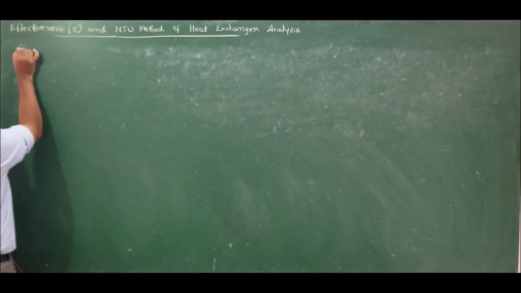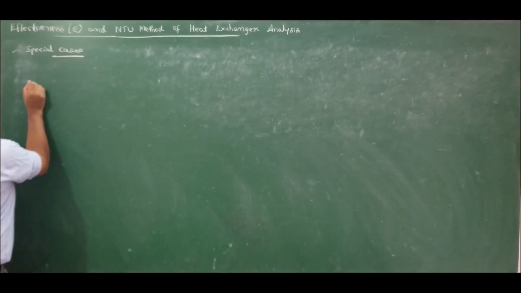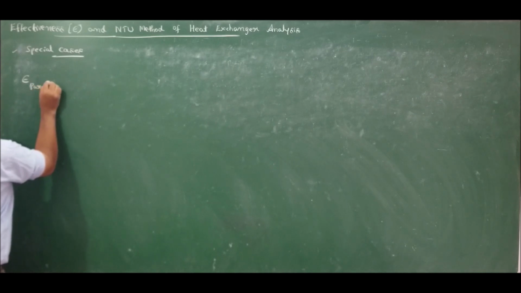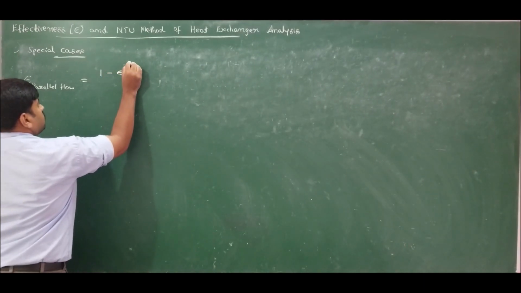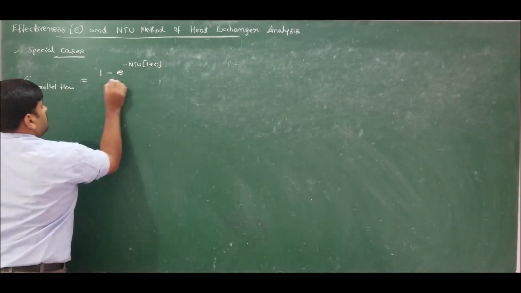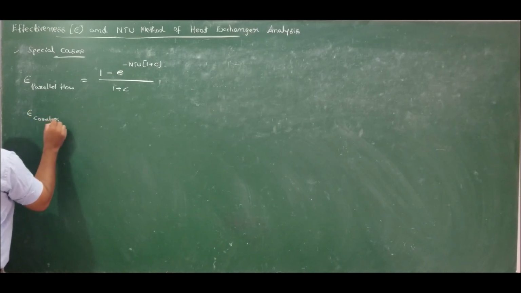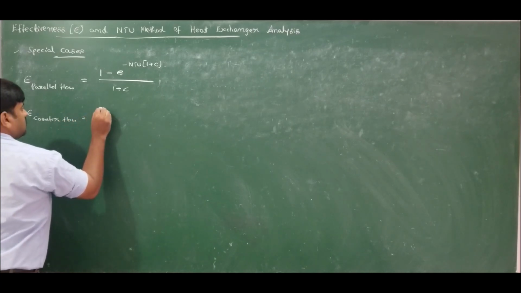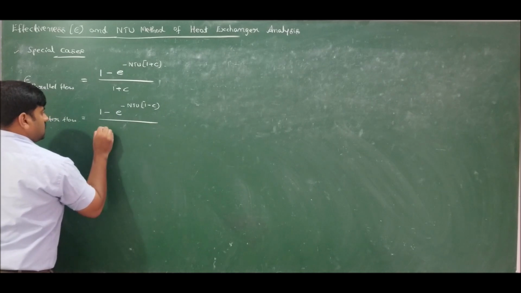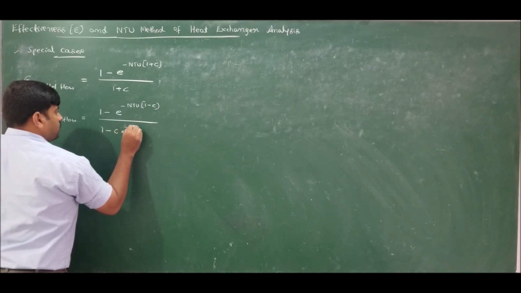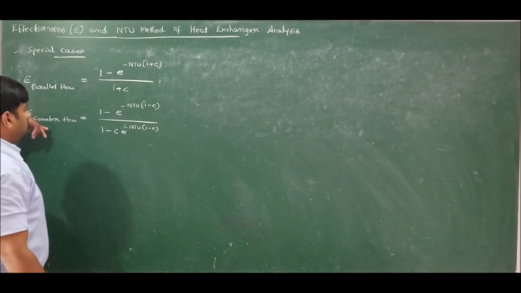Now moving ahead for special cases, first let us recall effectiveness for parallel flow that we have derived in our previous lecture, that is 1 minus e to the power of minus NTU of 1 plus C divided by 1 plus C. Effectiveness for counter flow that we have derived in today's lecture is given by 1 minus e to the power of minus NTU of 1 minus C divided by 1 minus C into e to the power of minus NTU of 1 minus C. So these are the expressions for effectiveness NTU for parallel flow and counter flow arrangement.